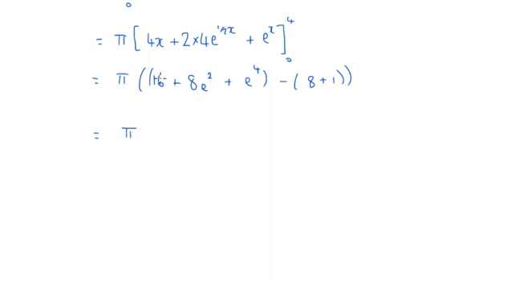Collecting the 16 and the 9 together is going to give us a 7. So we've got pi times 7 plus 8e squared plus e to the 4. You can multiply each of these things by pi, but you don't need to. You can leave it like that.